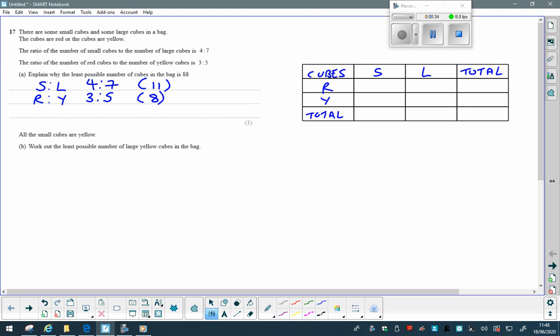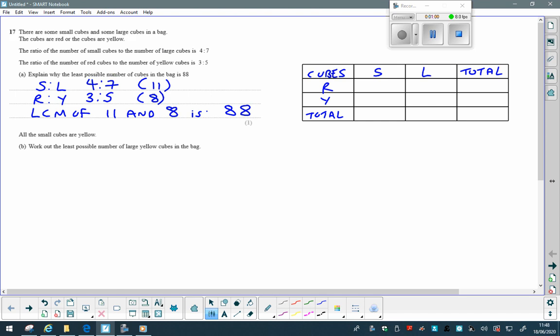Now, the reason why the smallest possible number of cubes is 88 is because 88 is the smallest number that 11 and 8 both go into, and that is known as the LCM. So we're going to say that the LCM of 11 and 8 is 88.